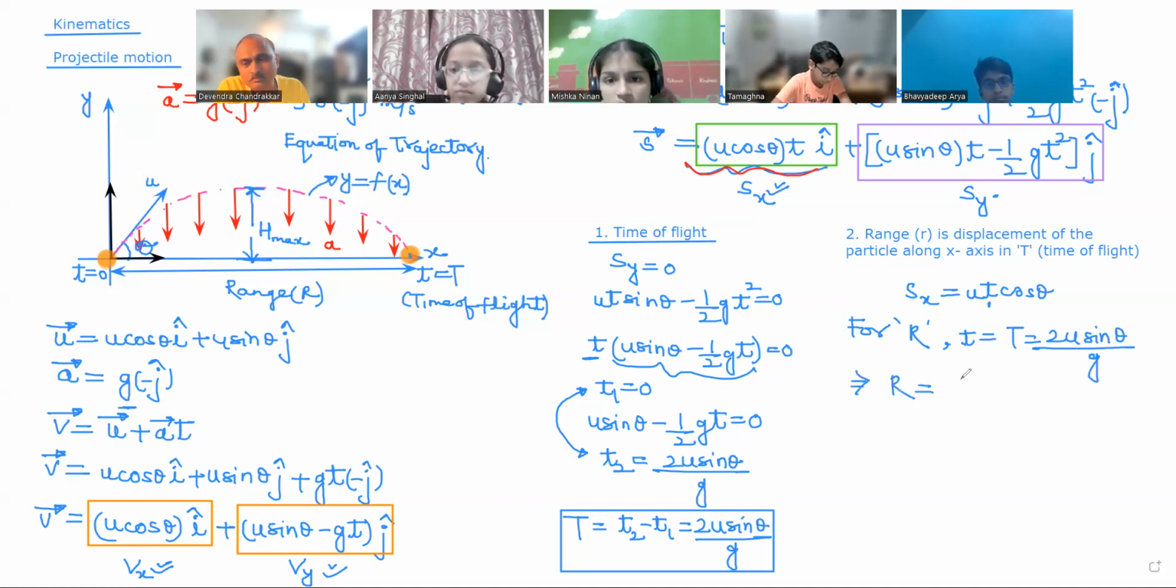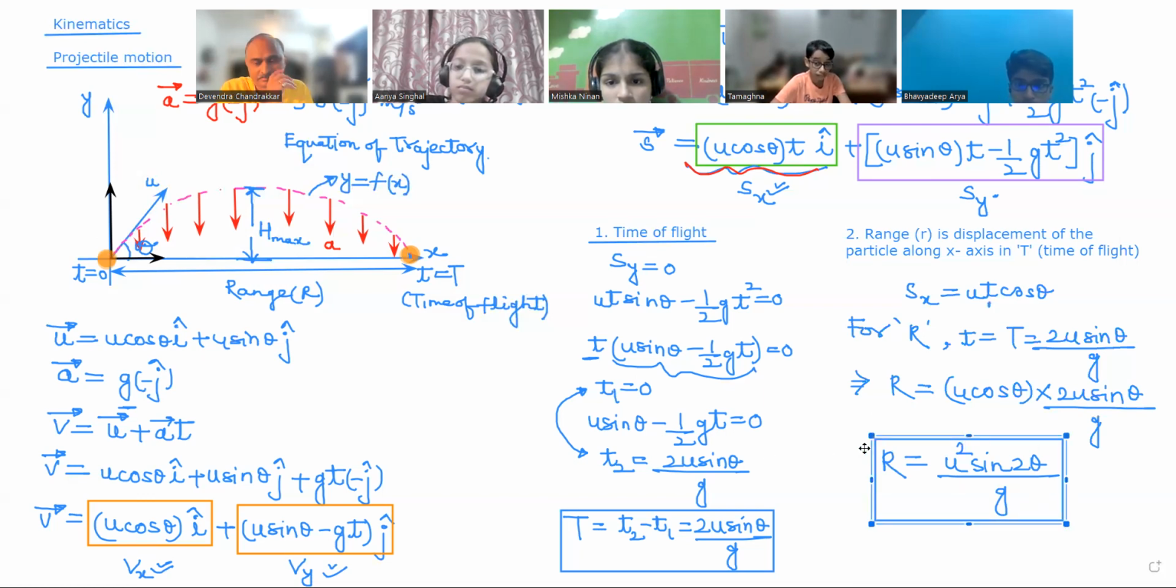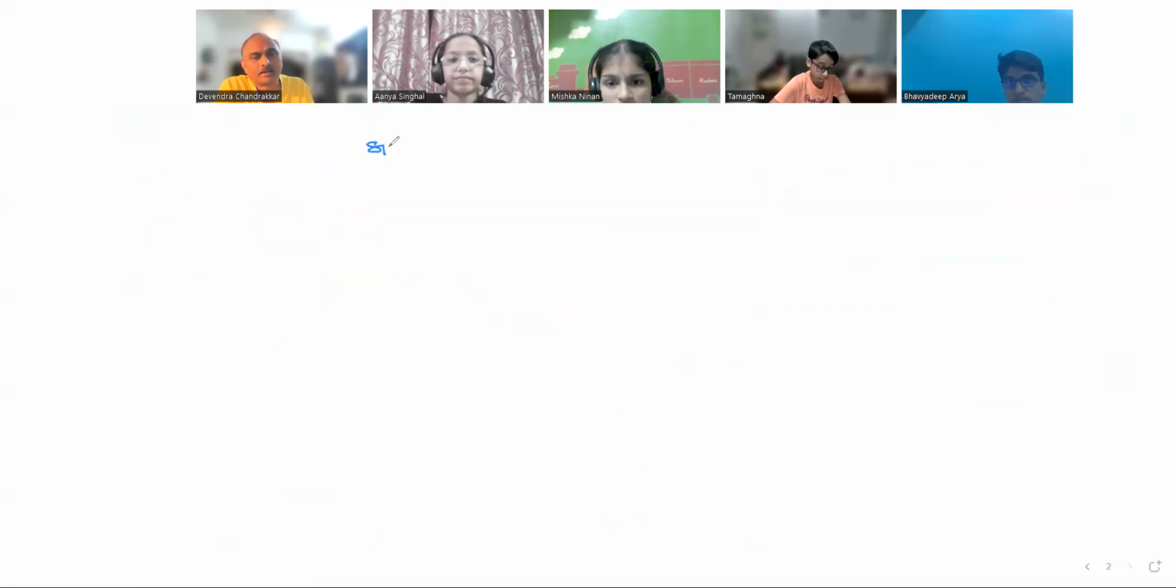So from here we get R is equal to u cos theta into T, which is 2u sin theta by g. This gives u square sin of 2 theta by g. Now, those of you who didn't understand how I got this value sin 2 theta, I'll explain it to you. Don't worry. This is an identity, called a trigonometrical identity. Okay? We have seen this one.